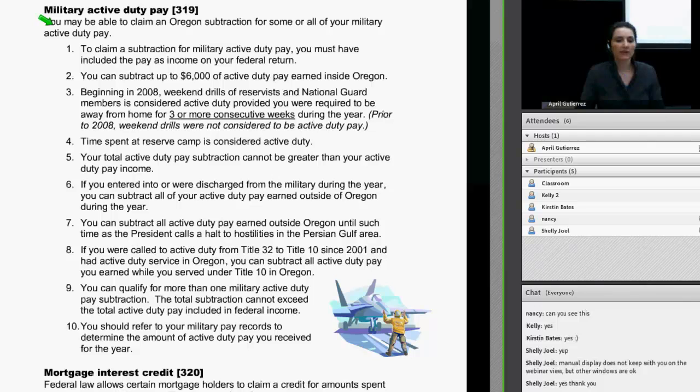Military active duty pay. Okay, here's another favorite for the consultant exam. You may be able to claim an Oregon subtraction for some or all of your military active duty pay. Now, my thinking on this one is the reason why it's a most frequently missed topic for Oregon is that we just don't have any military bases here in Oregon, do we? We have very few military, and unless you're like me who was married to the military at one time, this stuff can seem really foreign.